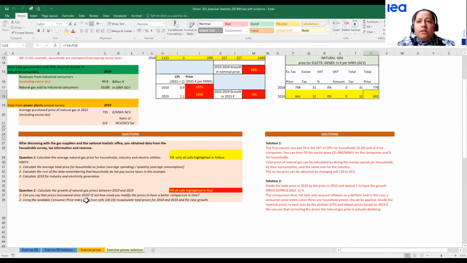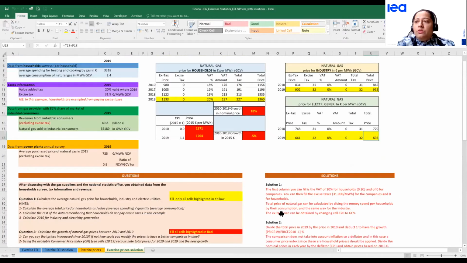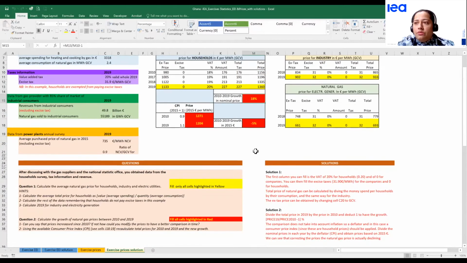Now let's look at question 2. Question 2 is to calculate the growth rate of natural gas prices between 2010 and 2019. It's in the red cells here that we will have to fill for question 2. For the growth rate from 2010 to 2019, you take your 2019 value, you divide it by your 2010 value, and you subtract 1. So you get an 18% growth rate.